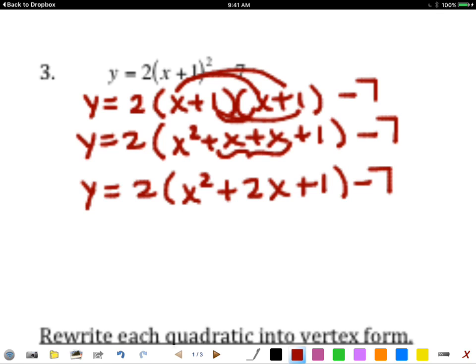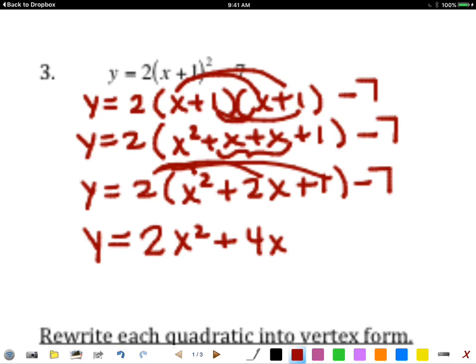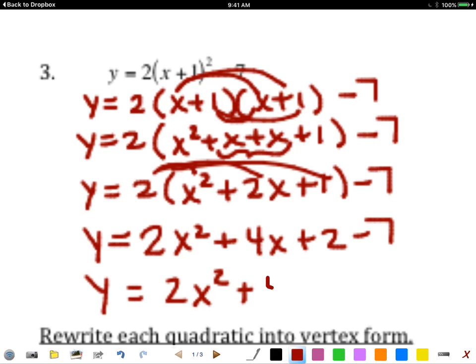Do you guys see why we did that? Just simplify that a little bit. Okay, now we're going to distribute the 2, but the 2 will not be distributed to that -7, all right? Only to the parentheses. So y equals 2x squared plus 4x plus 2. And then minus 7. And then last step is just to combine anything that can be combined. So y equals 2x squared plus 4x minus 5.